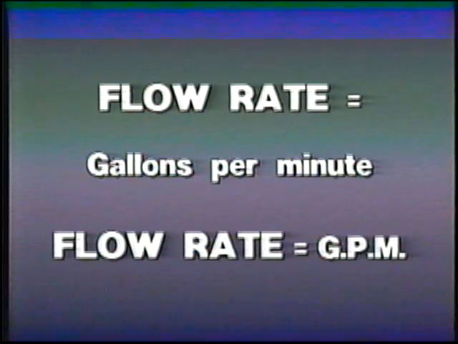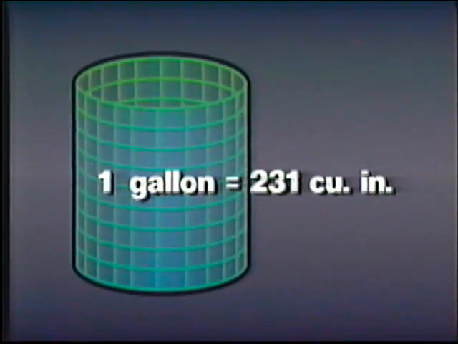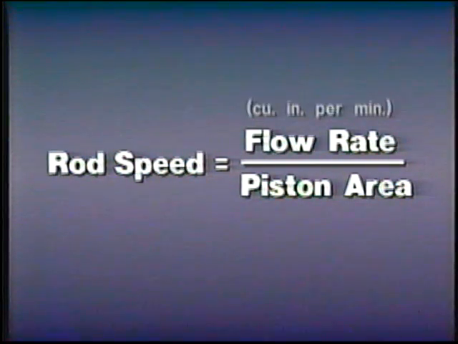Sometimes the flow rate is given in cubic inches per minute. When this is the case, you can convert the flow rate to gallons per minute if you divide the GPM by 231, the number of cubic inches in a gallon. The speed at which the piston rod moves can be calculated by dividing the flow rate in cubic inches per minute by the area of the piston in square inches.